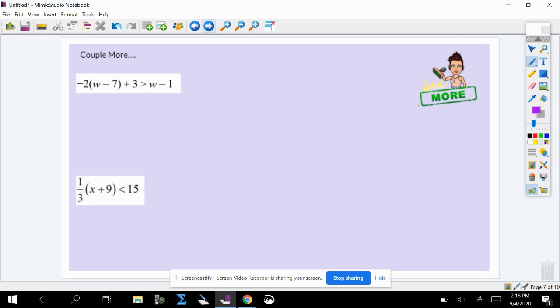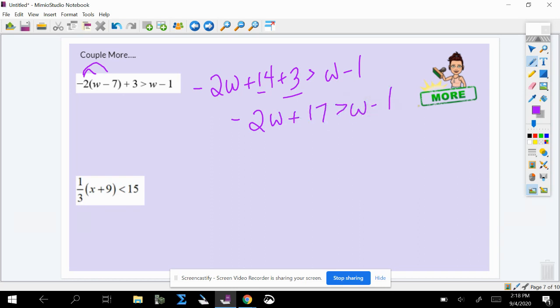Here's a couple more. And again, if you want to try them on your own and then play and watch me here. So negative 2w plus 14 plus 3 is greater than w minus 1. I'm going to combine my like terms here. Negative 2w plus 17 is greater than w minus 1. I'm going to actually do this one the other way. I'm going to add 2w here and here because I want to show you something at the end. So 17 is greater than 3w minus 1.